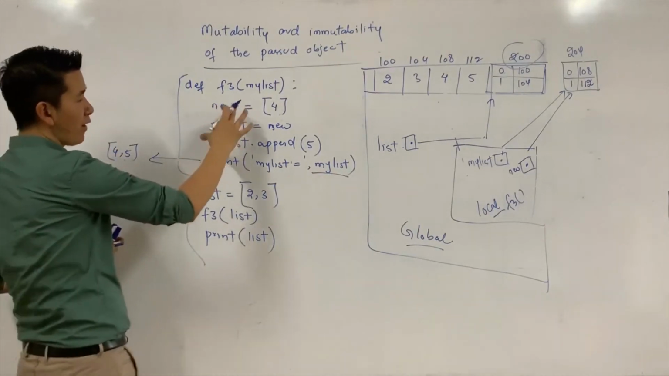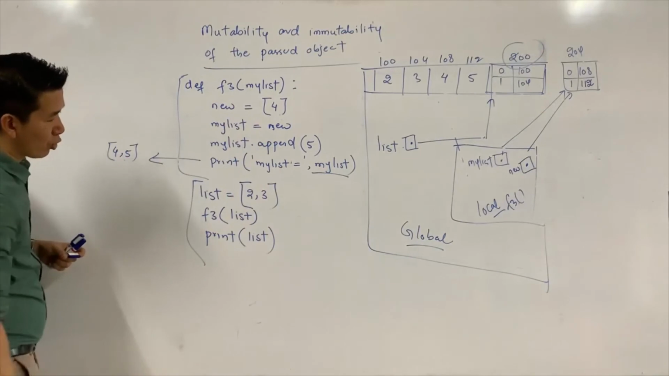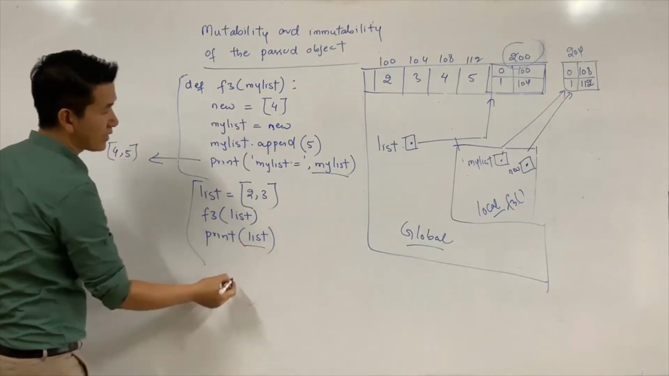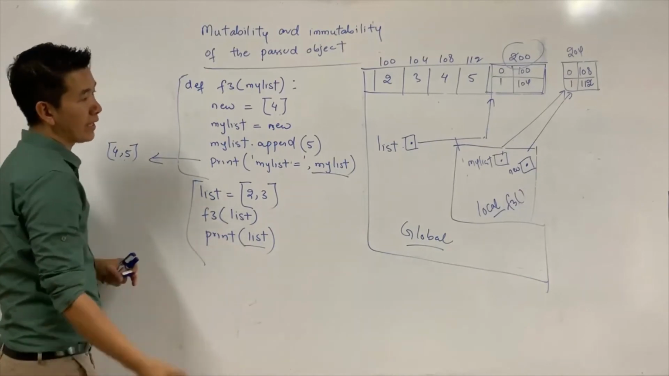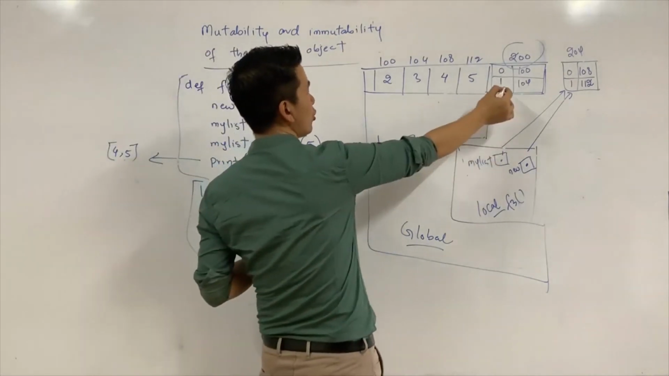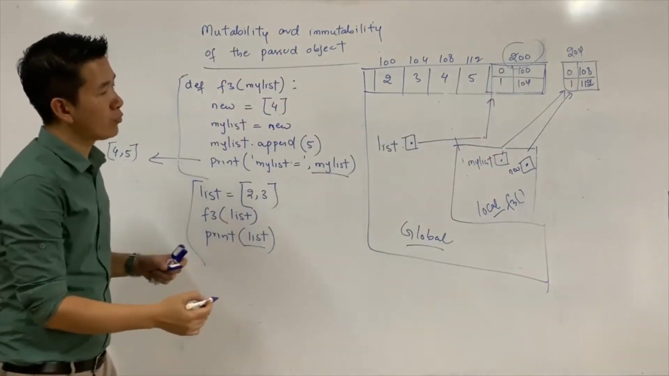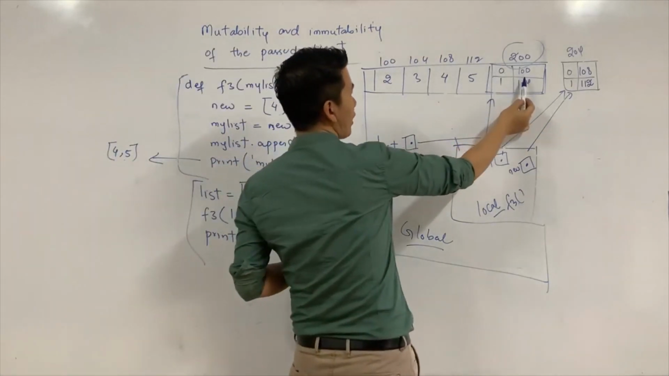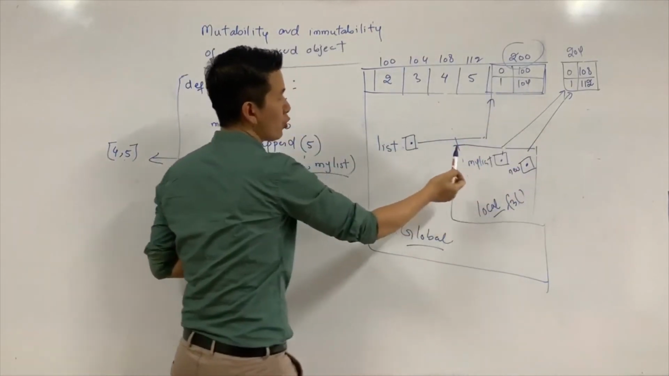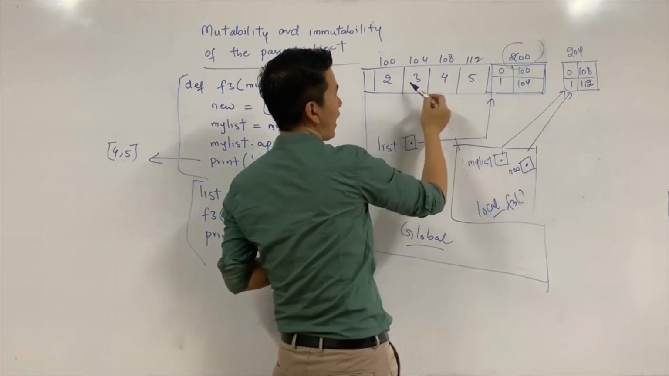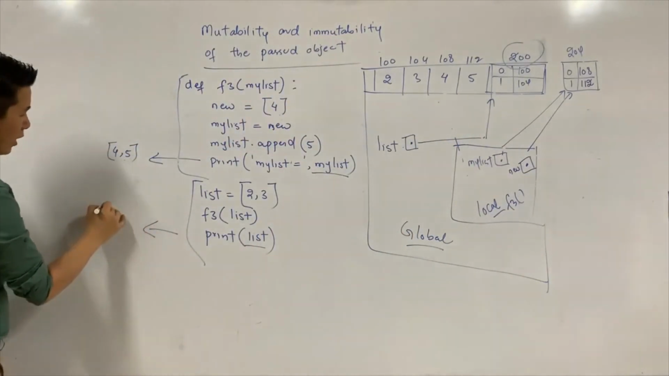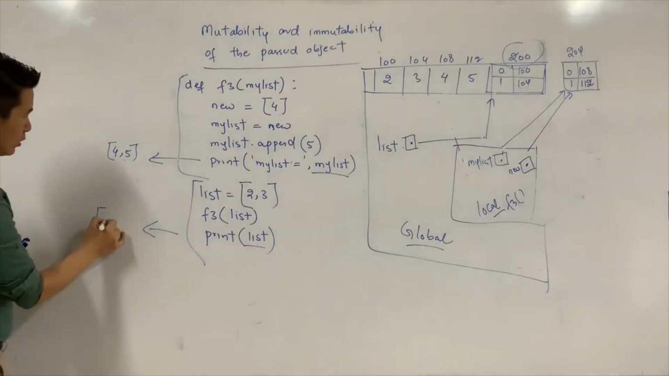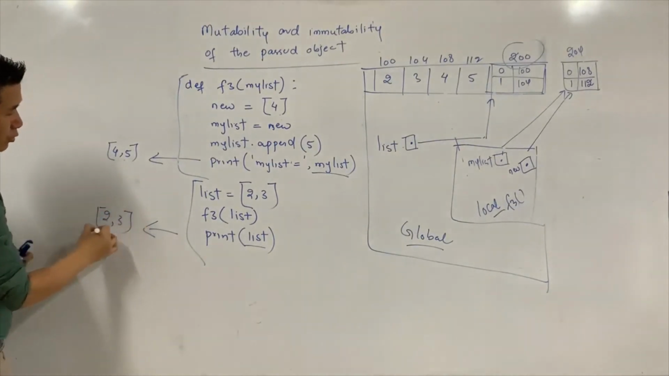Okay. So after the function call, when you print the value of list, we will still get, the list is still pointing to 200, right? And in 200 memory address, we have 100 and 104. In 100, what do we have? 2. In 104, we have 3. So we will get the output as 2 and 3, right?